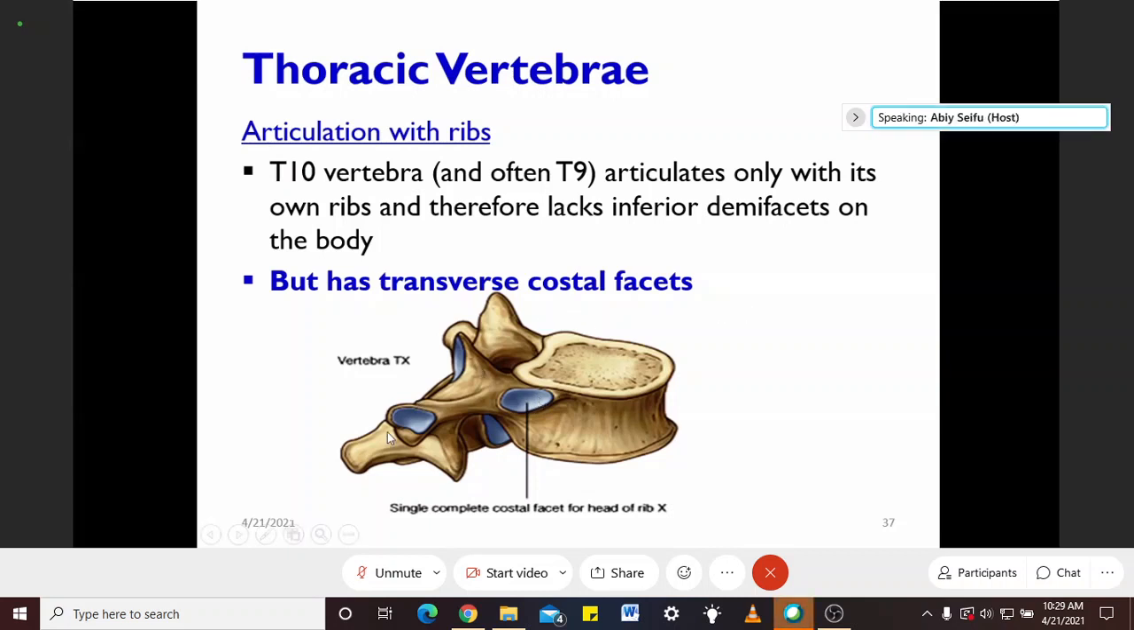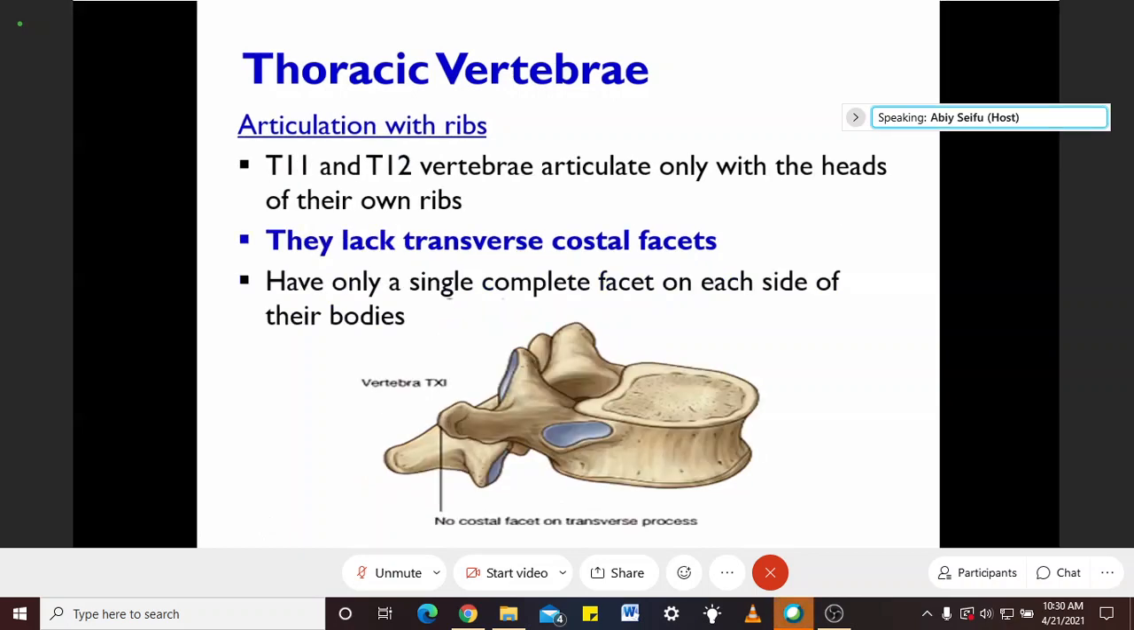And there is also a transverse costal facet. This transverse costal facet is articulated with its corresponding rib. Now, on the 11th and 12th, there is no costal facet on the transverse process. But like that on the 10th, this contains a complete single costal facet on its body that articulates with the heads of the ribs. But there is no articulation between the ribs and the transverse process.